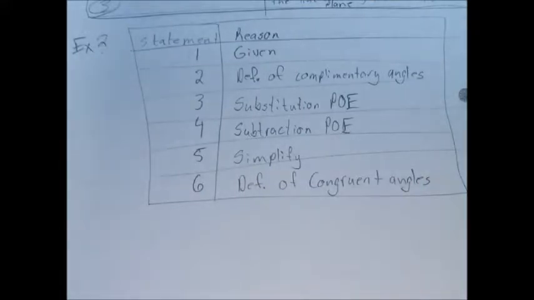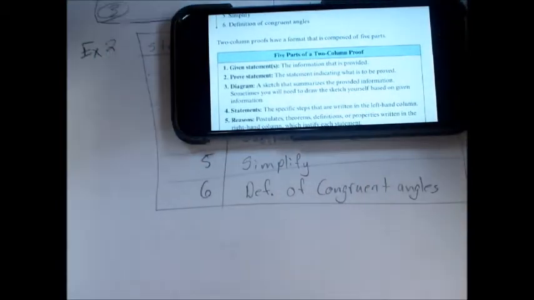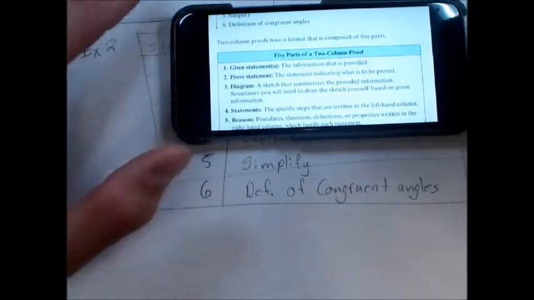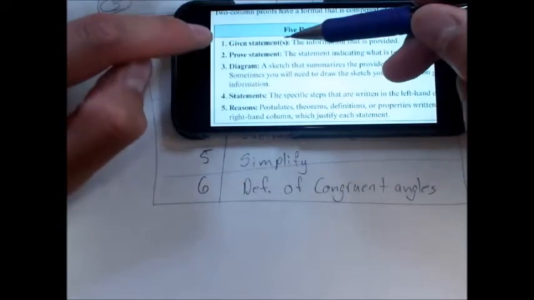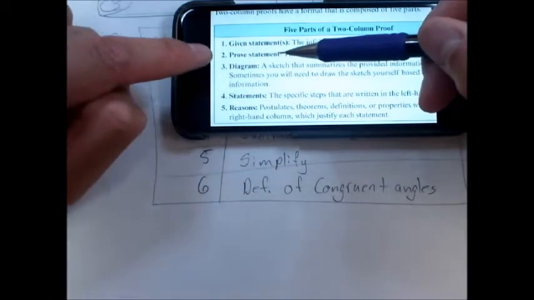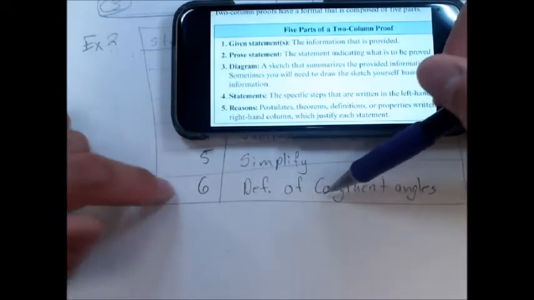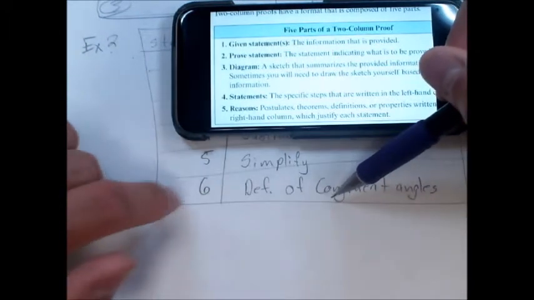Okay. There are 5 parts of a two-column proof. Two columns literally just means it has 2 columns, a statements and a reasons column. There are given statements. Like I said, it's the very first thing you'll normally see. And then the prove statement, which is the thing you'll normally see at the very bottom. It's what we proved. So in this one it was step 6.